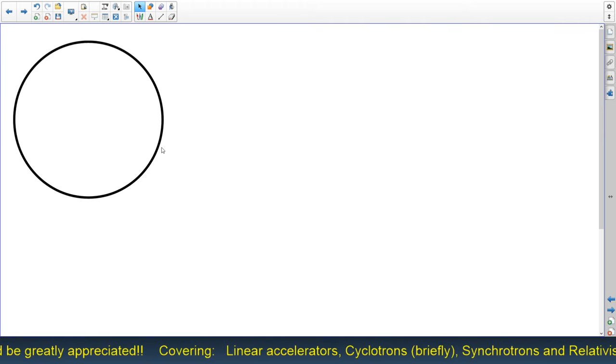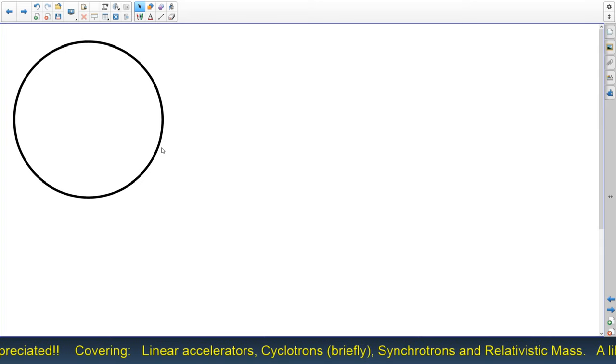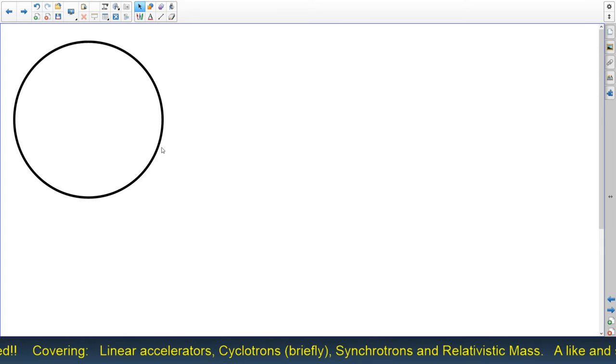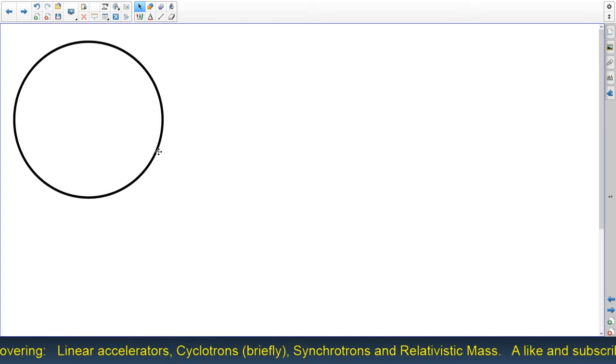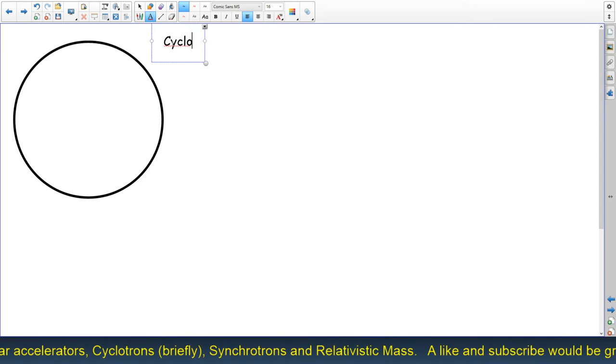An American physicist called Ernest Lawrence did this. He built it in 1929, 1930-ish. He won the Nobel Prize for it in 1939, and he built a system called a cyclotron.